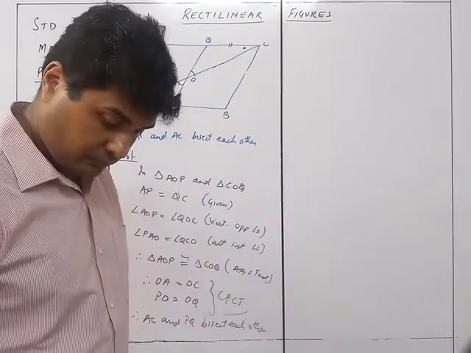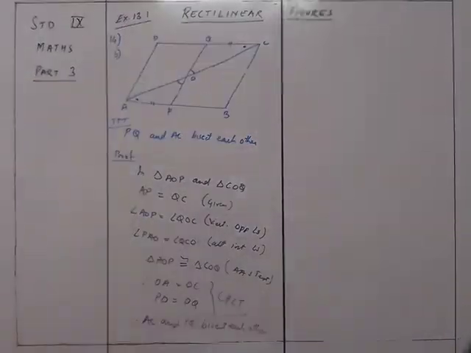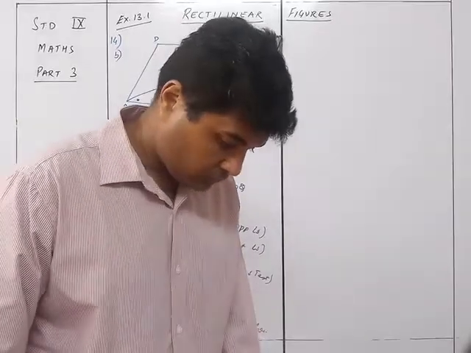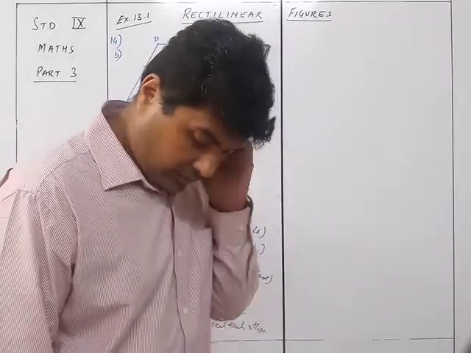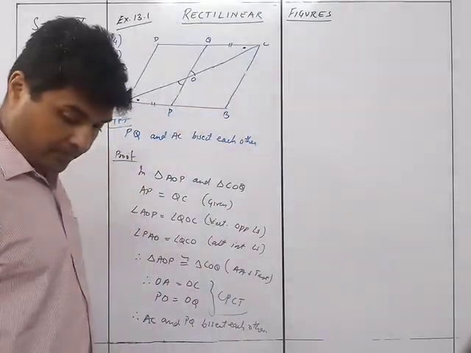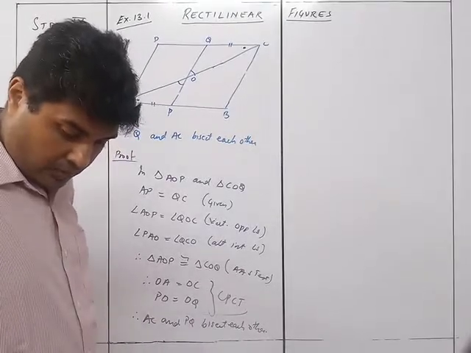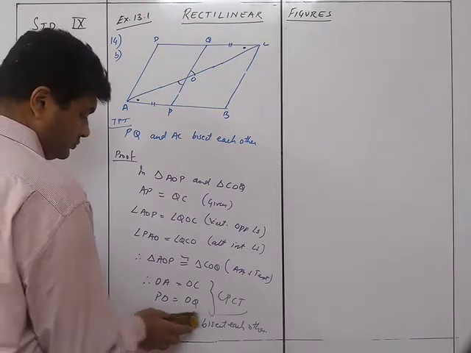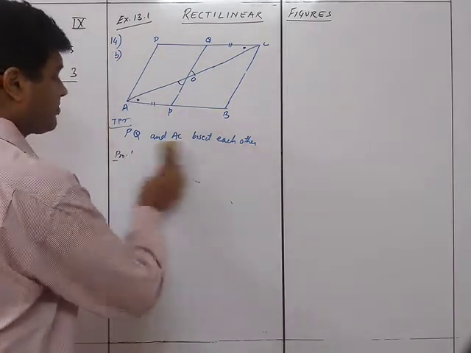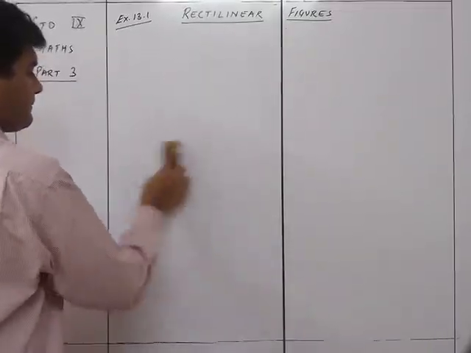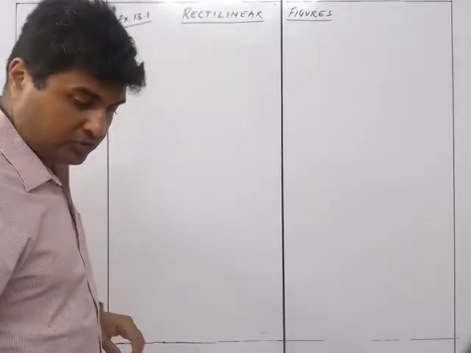Simple. That was sum number 14B. We move on to sum number 16. So, sum number 16.